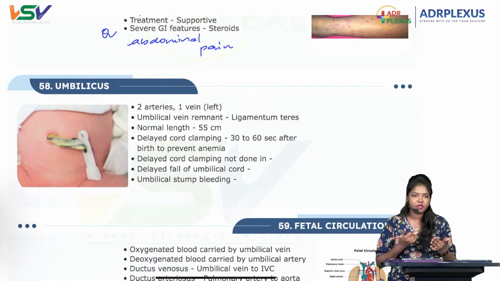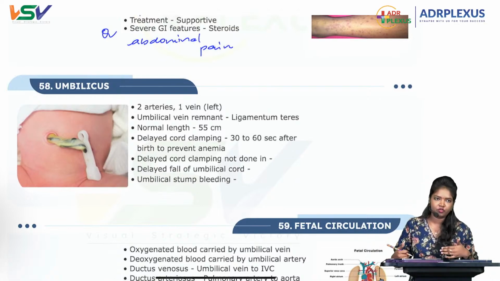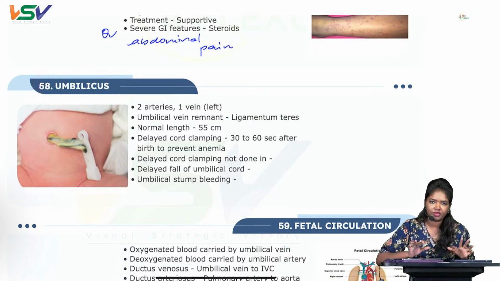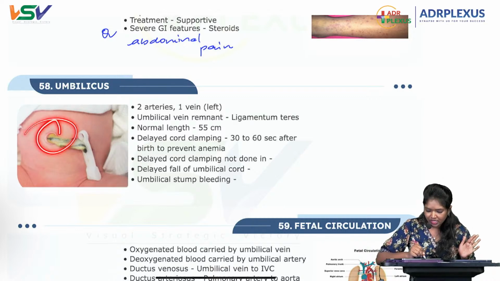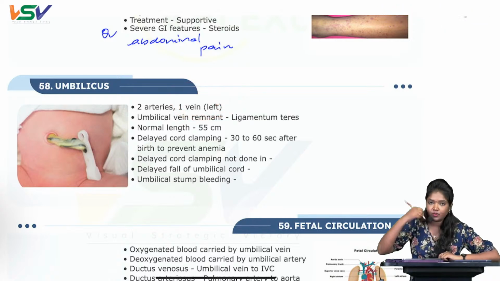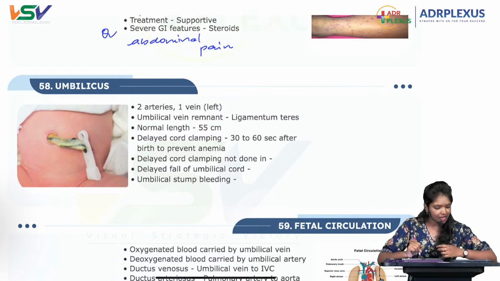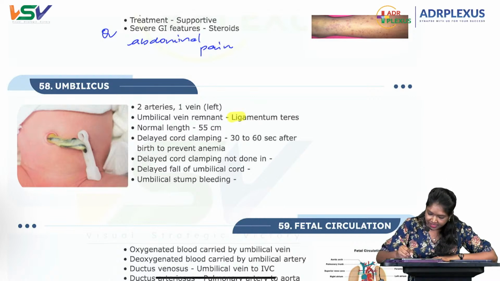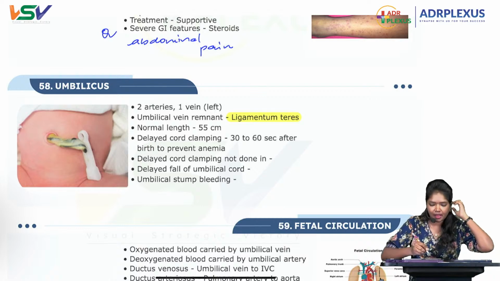Now we are entering into systemic pediatrics. Very, very important topics are ahead in this session. The first is the umbilicus. With the umbilicus, we are going to see many important topics, and important questions will be asked. Look at the umbilicus. There are two arteries and one vein. What is that one vein? It's the left vein. Left remains, right will obliterate. What is that remnant called? The umbilical vein remnant is called ligamentum teres.